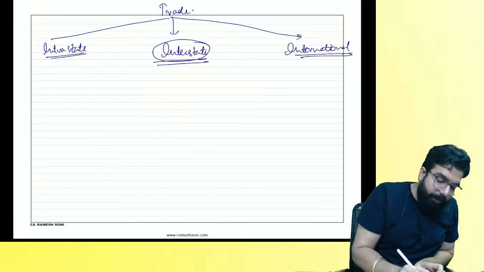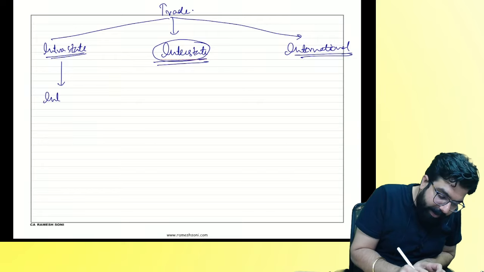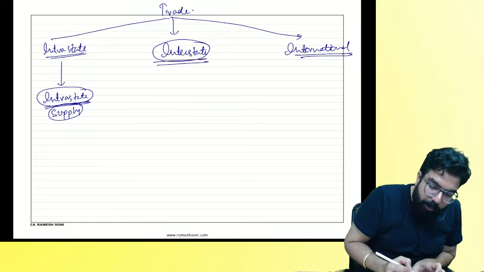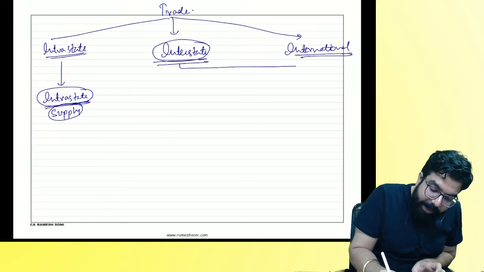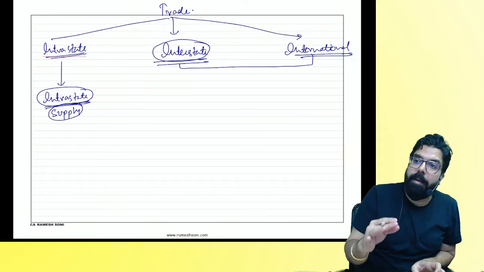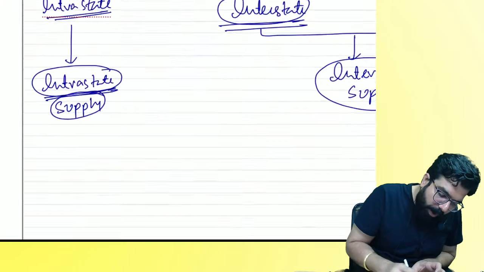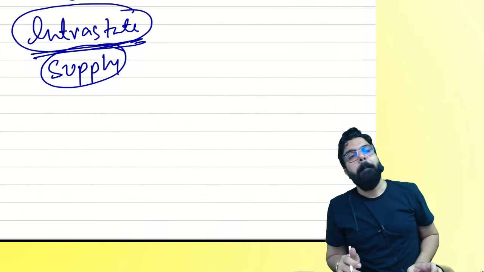In GST, we call interstate and international both as interstate supply only. Are we clear, everyone? What is it called, everyone? Interstate supply. Can you tell me, what do you mean by intrastate supply?